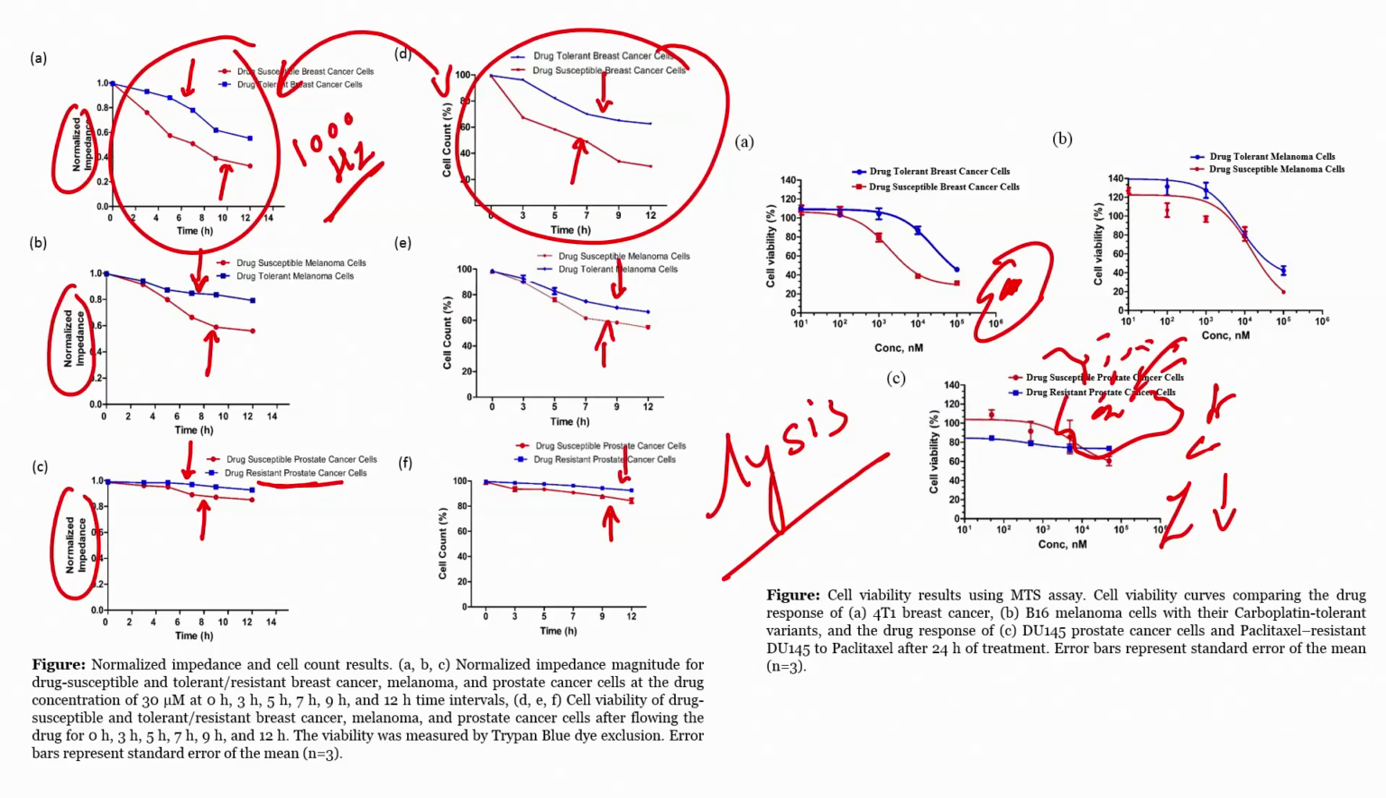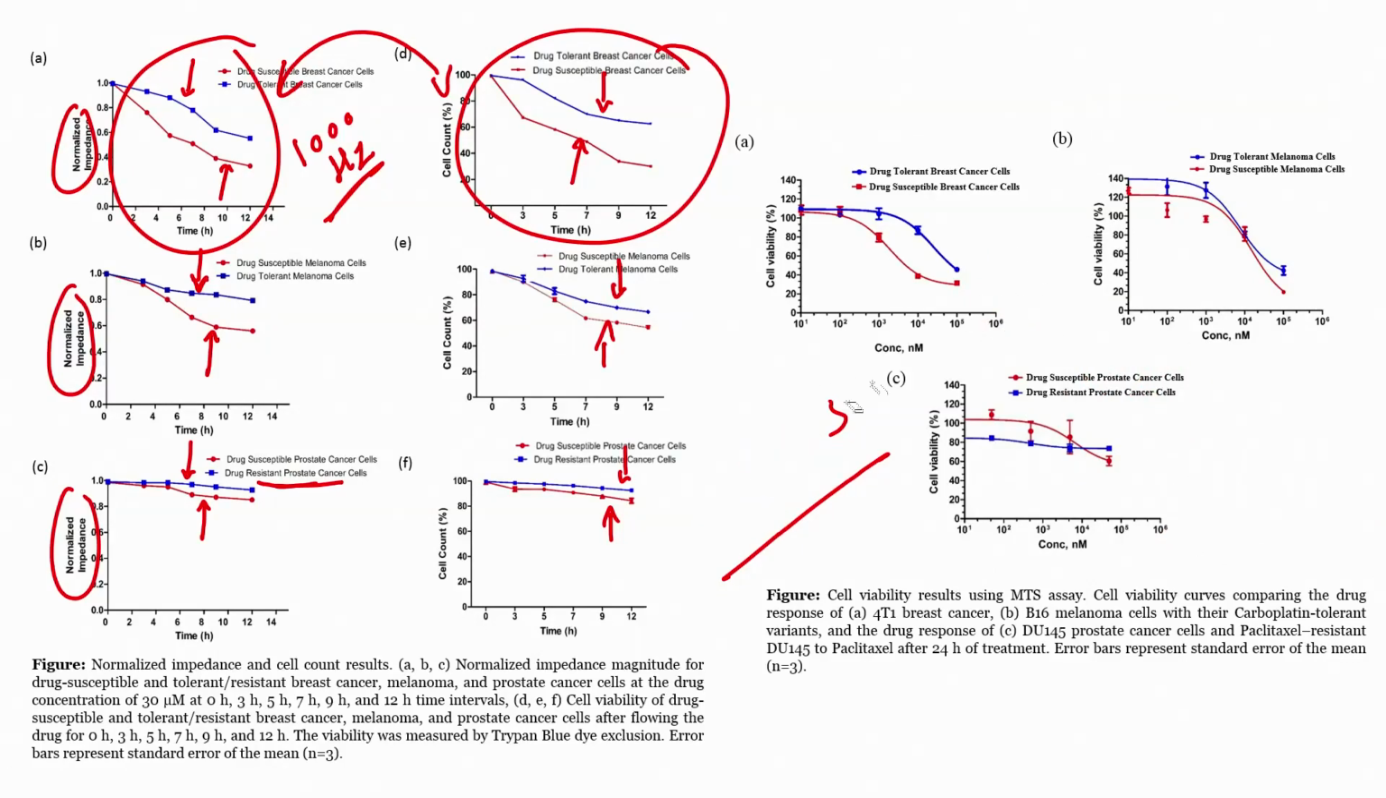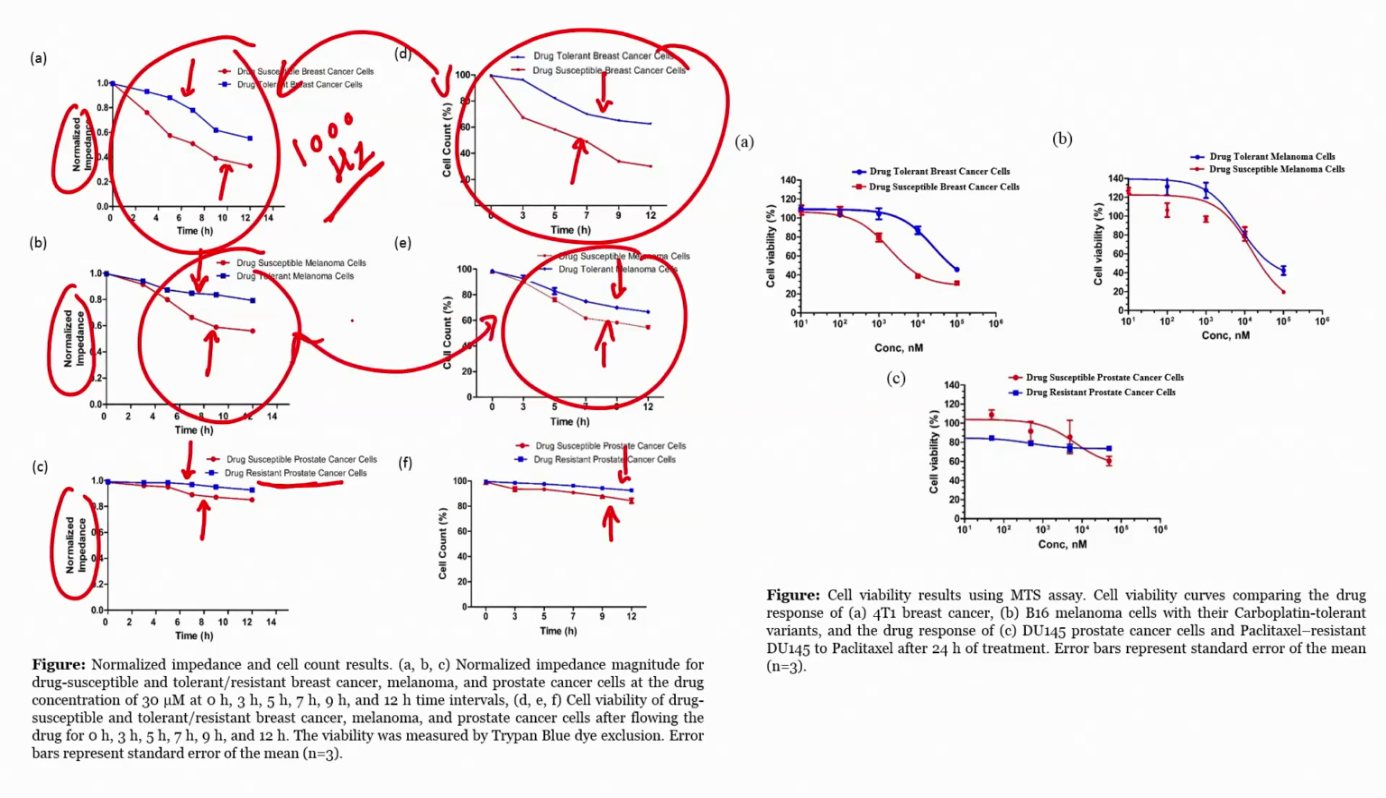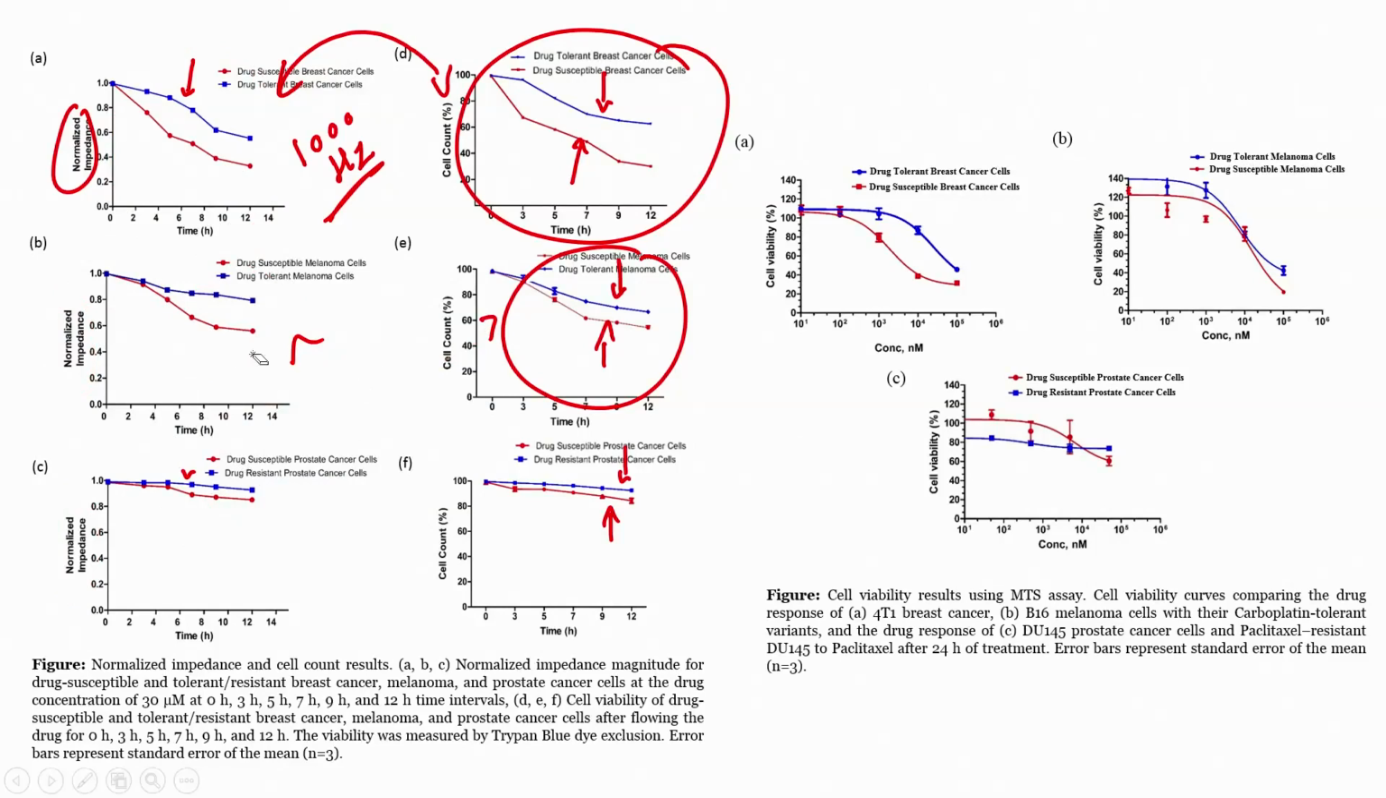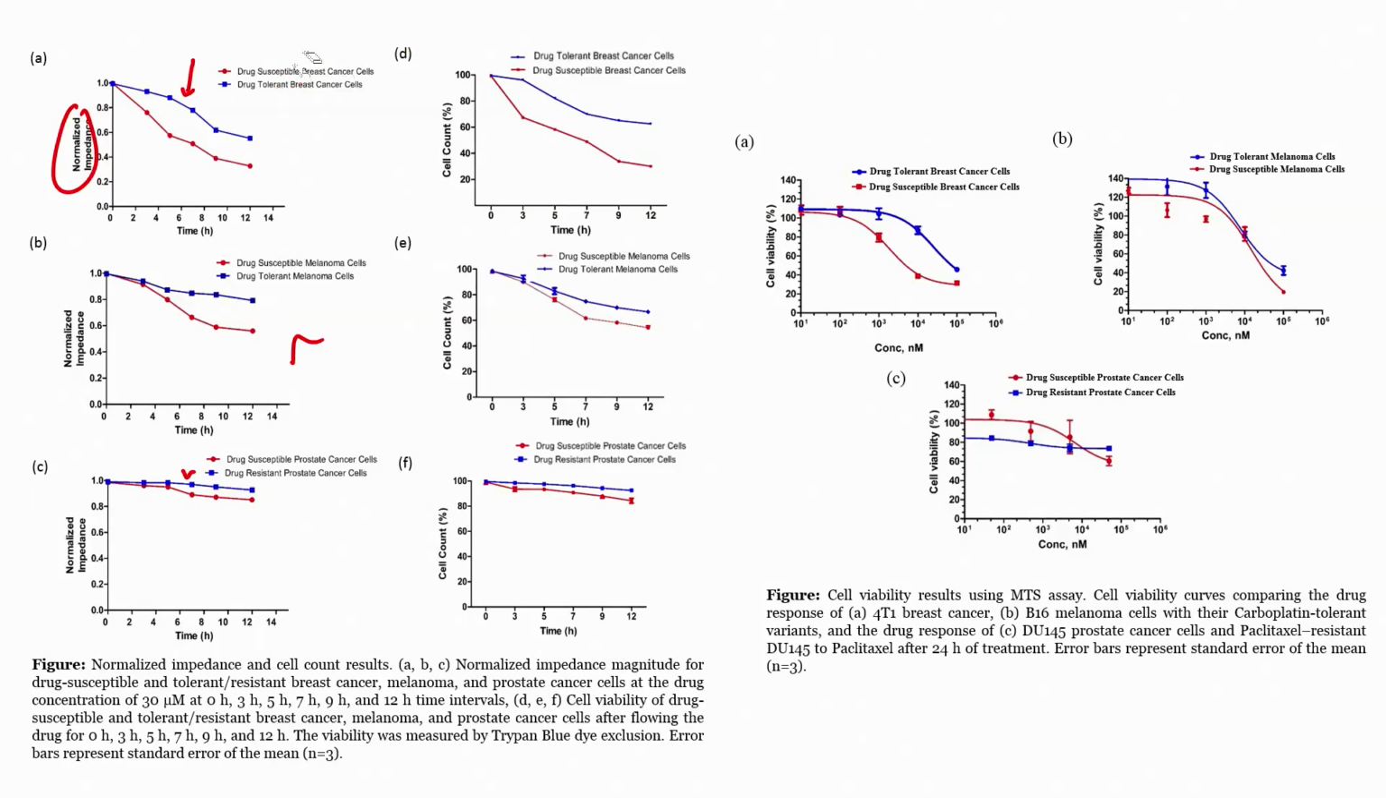Now this particular technique is not so sensitive that it can measure a single cell dying. A group of cells should die, and then we have to understand how many cells are dying to understand the sensitivity of the platform. However, for the given study we could clearly see that there is a correlation between the number of cells dying and impedance changing. So, what do D, E and F show? D, E and F show cell viability of drug susceptible and tolerant breast cancer, melanoma and prostate cancer cells after flowing drug for 0 hours to 12 hours, at intervals of 2 to 3 hours.